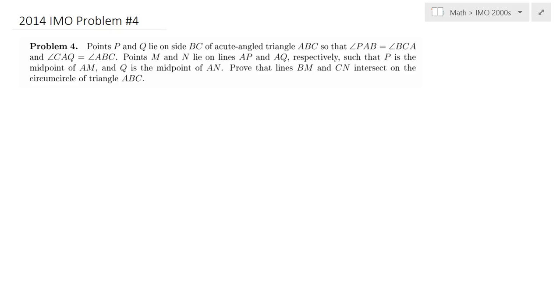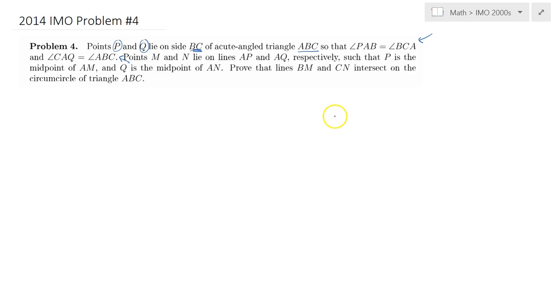Hello everybody, in this lecture we will be solving 2014 IMO problem number 4. Here is a view of this problem. We are given 2 points P and Q on side BC of an acute triangle ABC which satisfy these degree conditions. Let's go ahead and draw this picture.